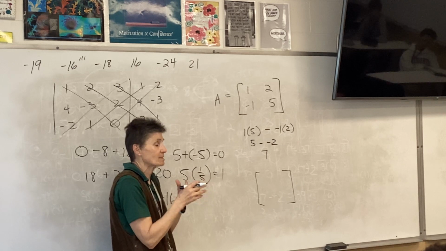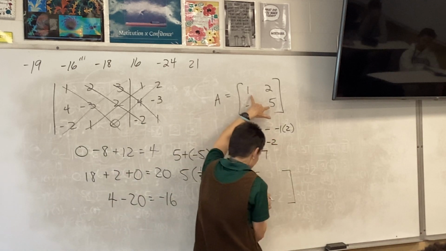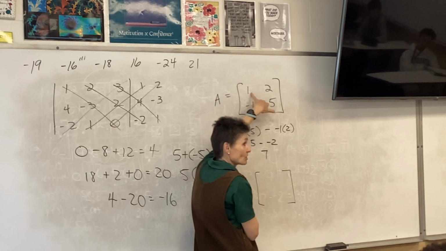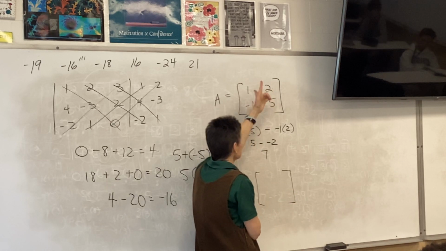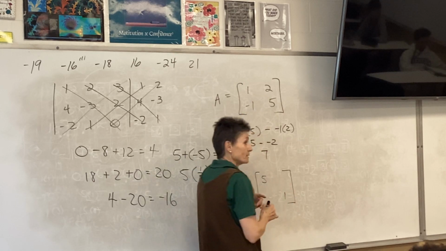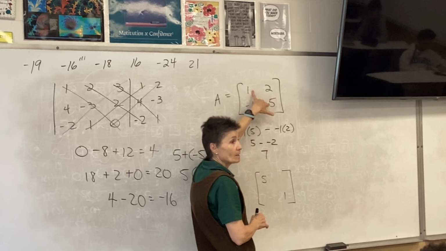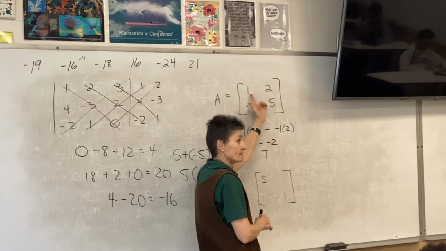The new matrix is built by taking these two numbers, see where my fingers are? And you physically flip them. So the 5 goes here and the 1 goes here. So these two right here, where my fingers are, physically switch places.